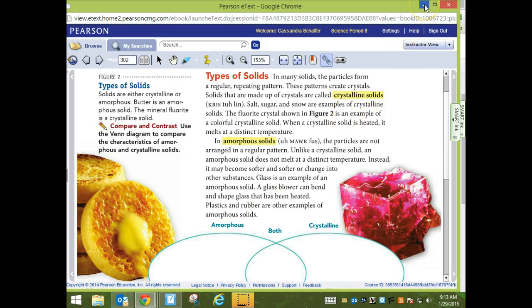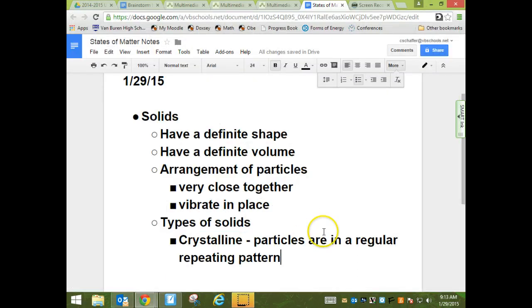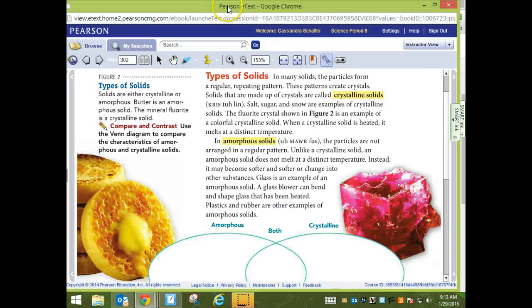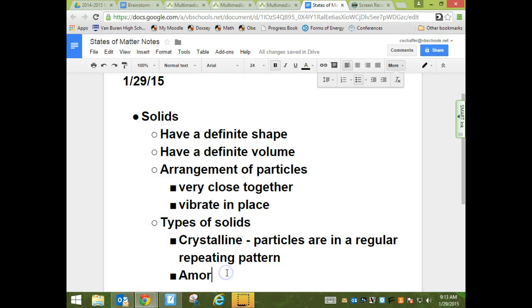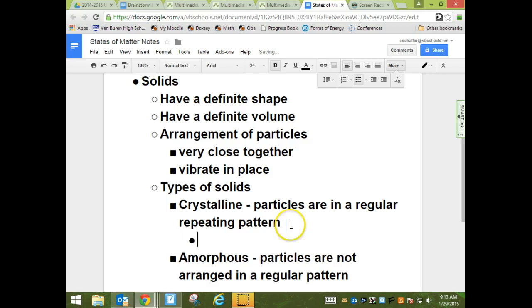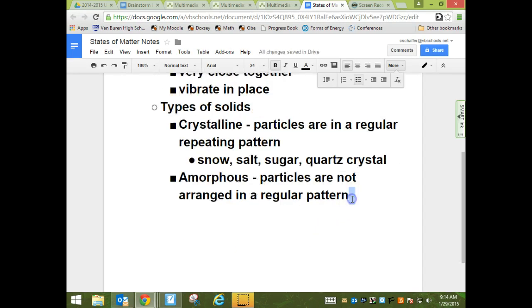And so when we look at our notes, we can add amorphous. I'm going to have to look how to spell that one. Amorphous. And the particles are not arranged in a regular pattern. And let's give examples of each of these too. So an example of a crystalline would be snow, salt, sugar, quartz crystal. An example of amorphous would be butter, plastic, rubber, and glass.